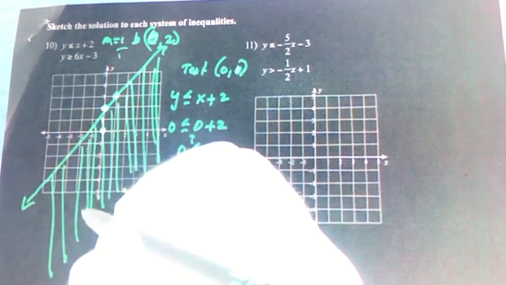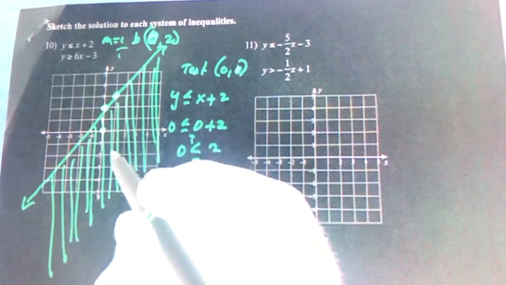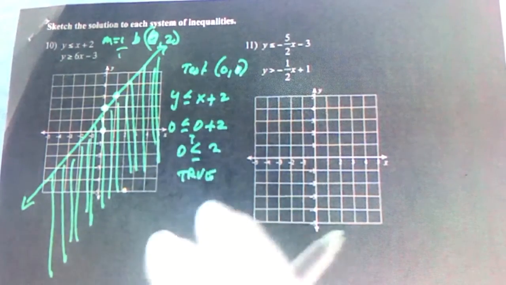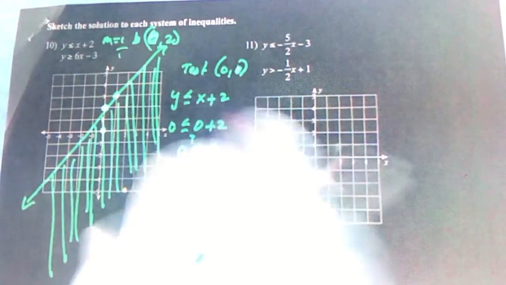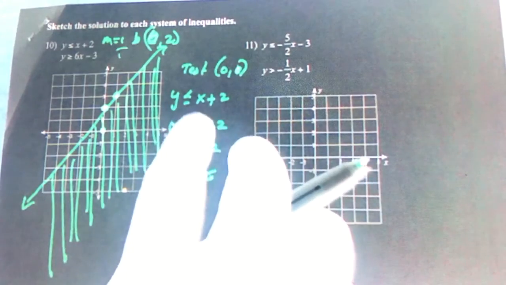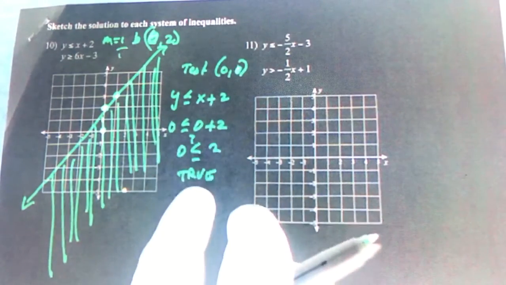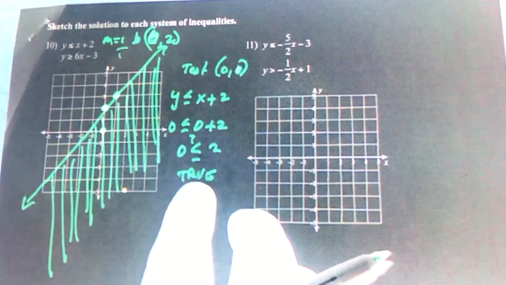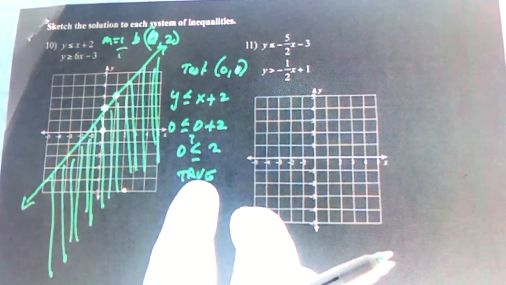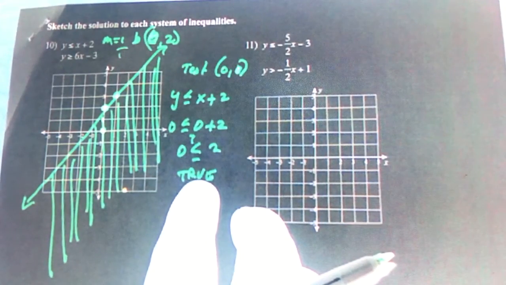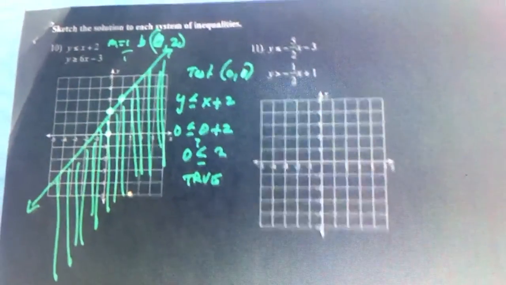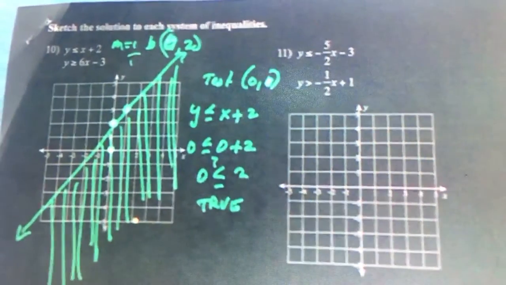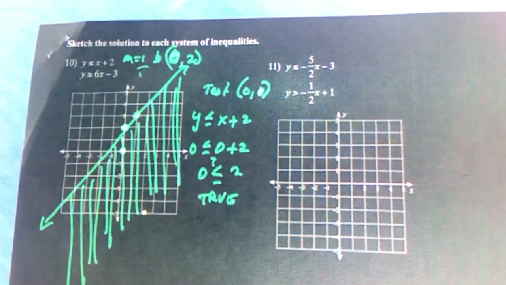I've tested 0, 0. Could I test other points? Of course. I could test 2, 2. I could test -1, -10. I could test all kinds of points. 0, 0 just makes it easier to solve, and we got this quite quickly. And we can see that this is a true statement. Solutions to inequalities always render true statements. So now we still have another inequality to graph.